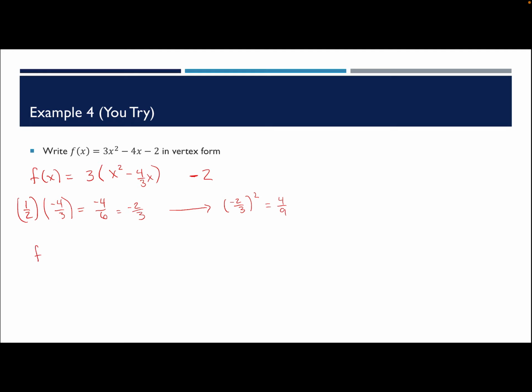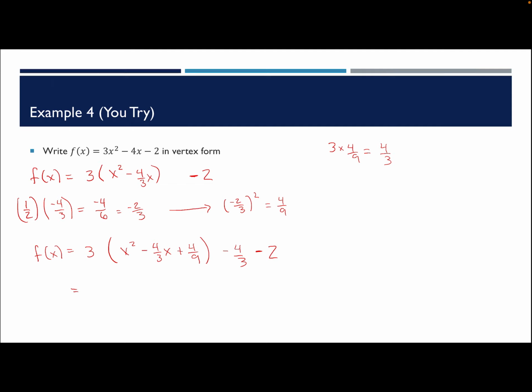So we're going to rewrite this, and we're going to have f of x equals 3 times x squared minus 4/3 x. And then we're going to add 4/9. But now we have to combine something with that negative 2, and that's going to be 3 times 4/9. So up here we can just say 3 times 4/9 is 4/3. So what we're really subtracting is 4/3.